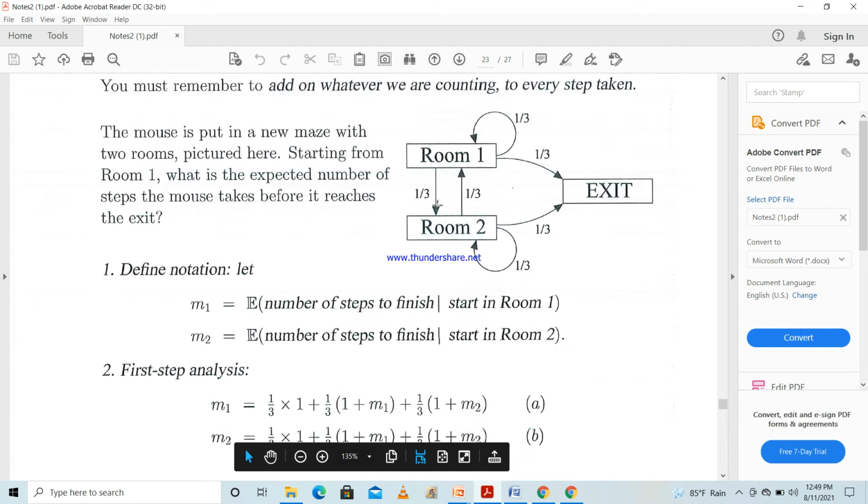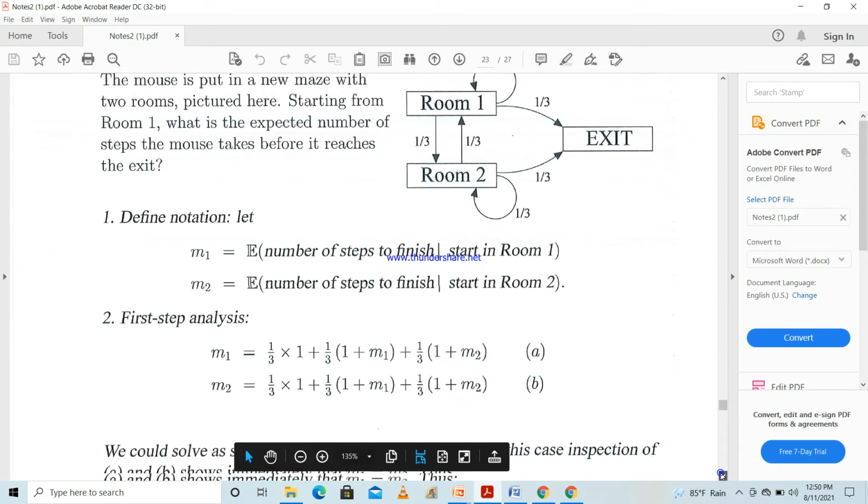Likewise, if you consider this path, again the probability is 1/3 and here you have to spend one step, then you will come to room number 2. So now we are in room number 2. So we are interested in the expected number of steps to finish, given that you are in room number 2, M2. That is why you have 1 plus M2.